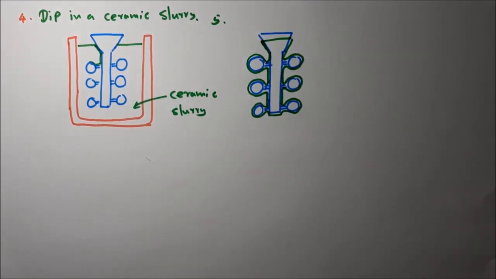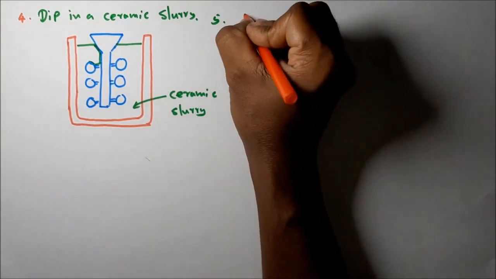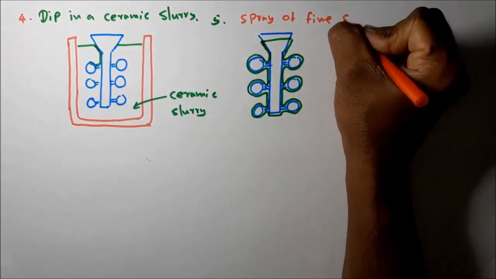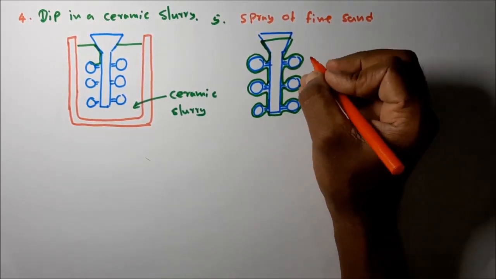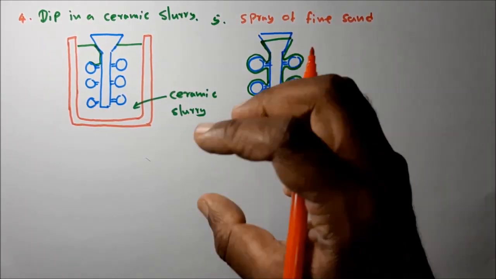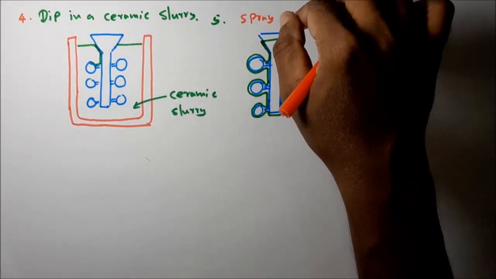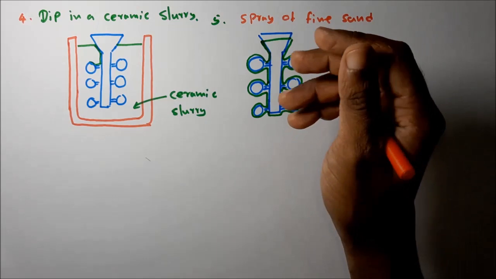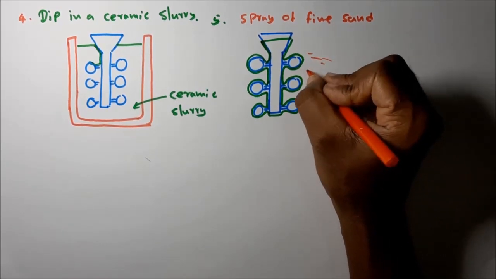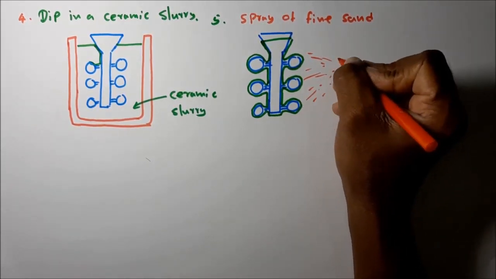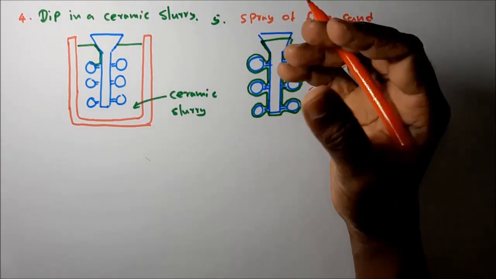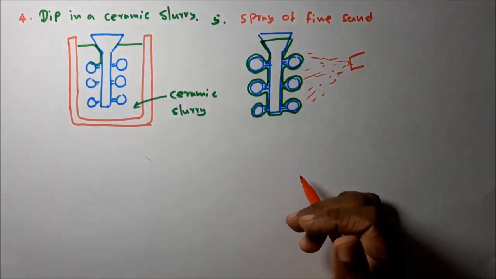Then in the next step, fine sand is sprayed. Very fine sand is sprayed onto this wax pattern. In some situations it is held under a rain of sand while rotating in two axes. The fine sand is sprayed while rotating this pattern.